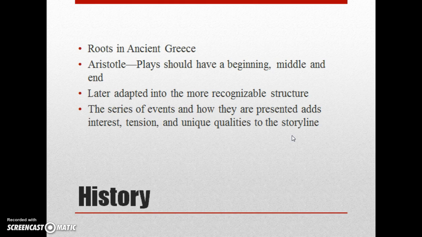So wherever you choose to put your climax, wherever you choose to have your elements of this narrative arc, just make sure it's intentional. It's something that you feel will keep the reader's interest, that they're going to be wanting to read, wanting to know more.